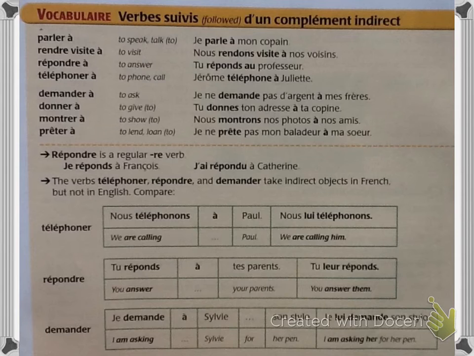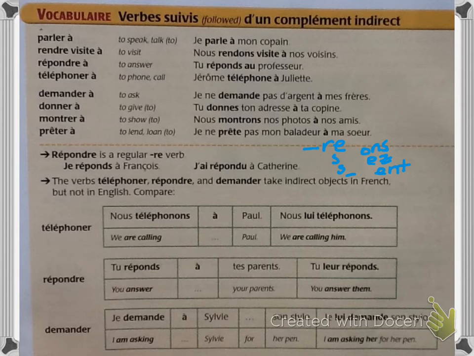Répondre is a regular RE verb, so it follows the pattern for regular RE verbs. Remember, for regular RE verbs, we take off our RE, which gives us our stem, and then we add S for je, S for tu, nothing for il and elle singular, and then ONS, EZ, and ENT. Okay? And for the past participle, you take off the RE and add the U. So, je réponds à François, j'ai répondu à Catherine.